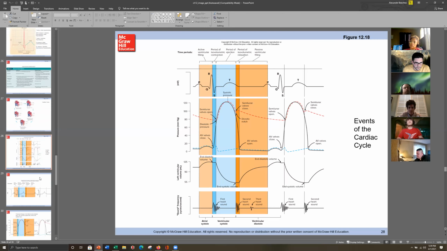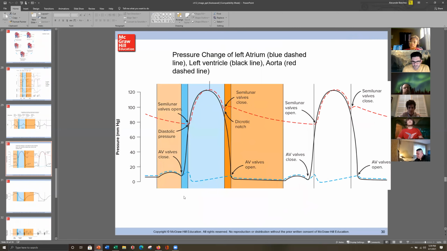But yeah, let's take a look at what's going on in terms of pressure gradients and pressure development, right? So we have the pressure change of the left atrium in our blue dashed line right here, and then the left ventricle in the black line, and then the aorta, right? So our red dashed line right here. So we can see that the pressure gradient develops right here.